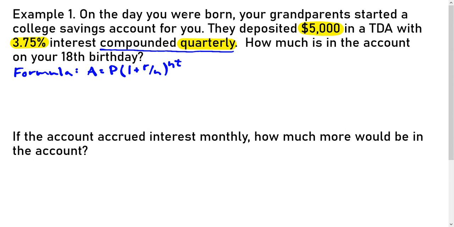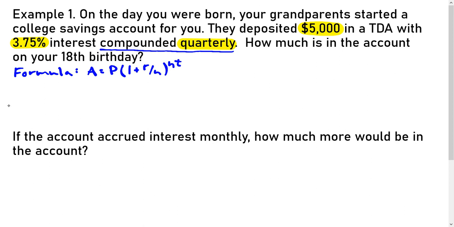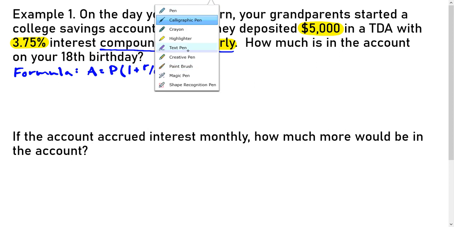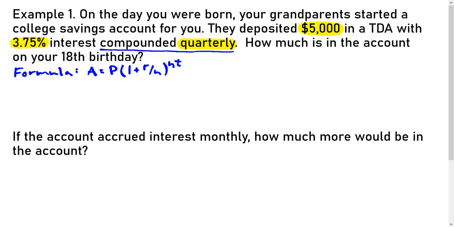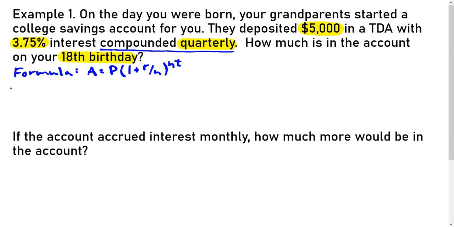All right. So let's put in what it is that we need to know and what it is that we do know. So if we're going to figure out how much is in the account on your 18th birthday, which is also something that's important, okay? Because that's obviously 18 years after the day you were born. So we need to know what P is, we need to know what r is, we need to know n, and we need to know t.